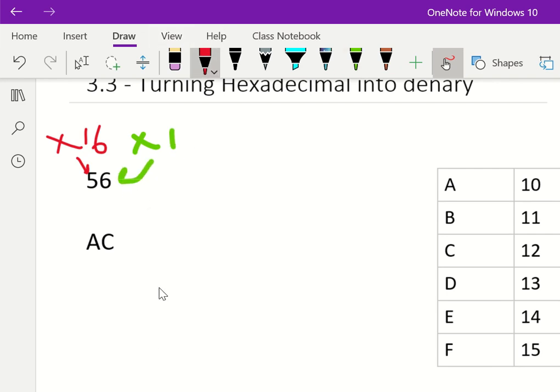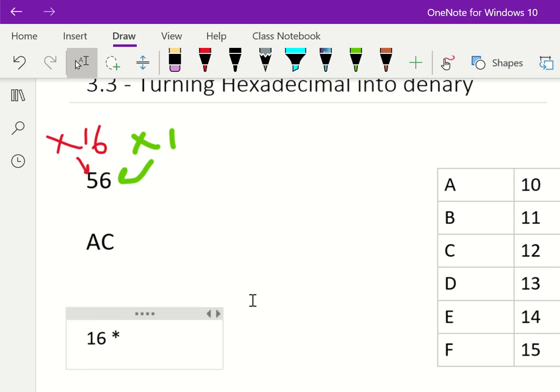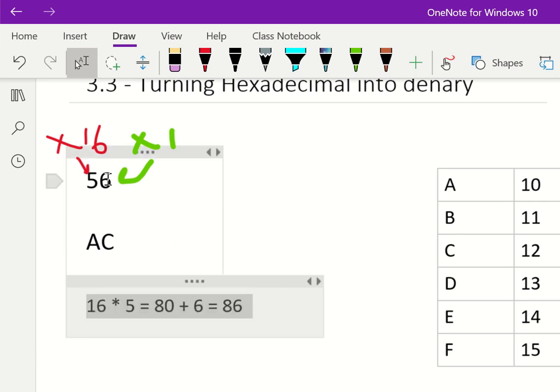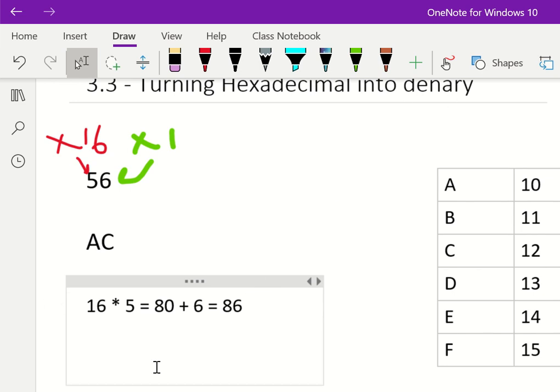So if I work it out down here, in the first one, 16 times 5 gives us 80, okay? So 16 times 5 gives us 80, and then 6 times 1 gives us 6. So we simply add that onto the end, which gives us 86. So 56 in hexadecimal turns into 86 in denary, or decimal. Let's do the next one, okay?